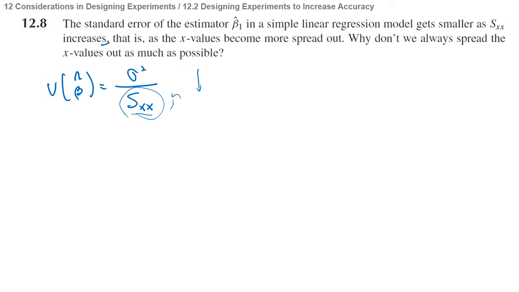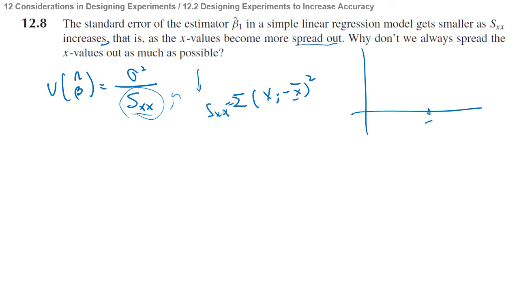As the x values become more spread out, what it means is that Sxx, which is the sum of xi minus x bar squared, increases. So in the linear regression setting, let's say this is x bar, if we have more spread values, all the points here and all the points here, then we would decrease the variance of beta hat.